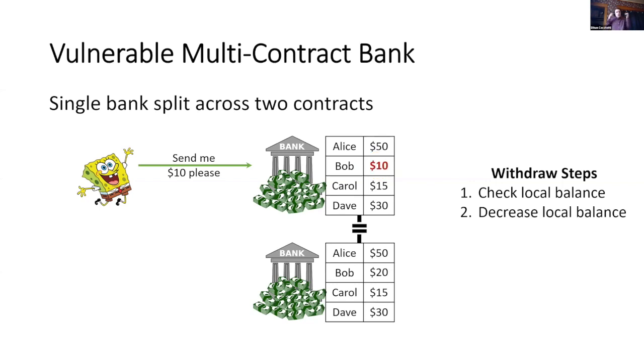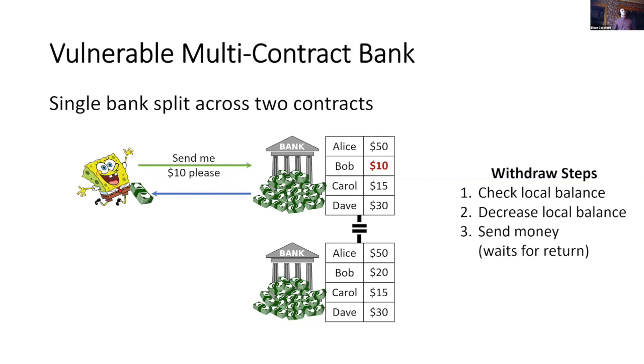Then we know about the classic DAO-style reentrancy attacks. So the first thing we're going to do at this point is decrease Bob's balance on the local balance sheet and say, okay, Bob now has $10 in his account, and then we send him his $10. Now, because of how Ethereum and other blockchain systems work, at this point, we have to wait for Bob to return as we send him his $10.